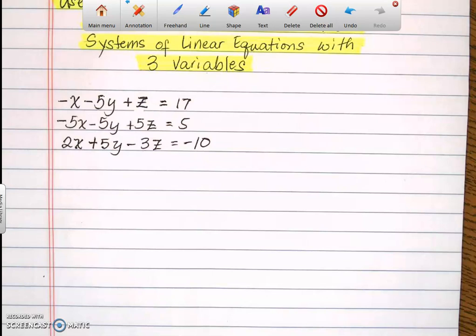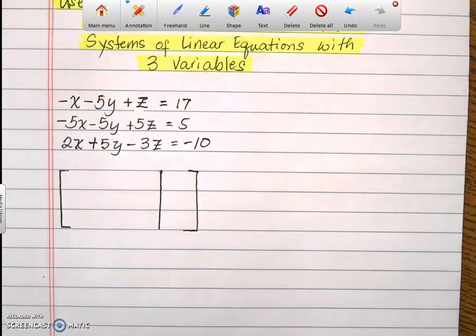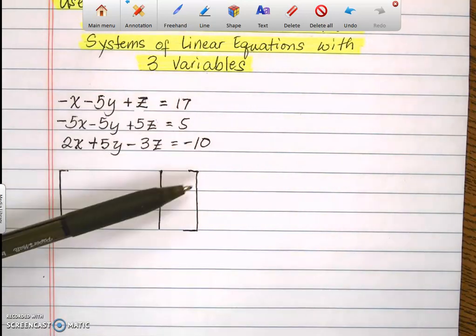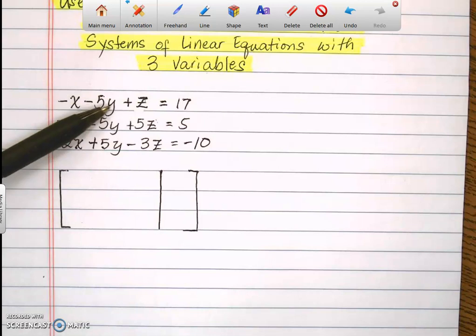Negative x minus 5y plus z equals 17. Negative 5x minus 5y plus 5z equals 5. 2x plus 5y minus 3z equals negative 10. Now we're going to use brackets and we are going to copy down all the variables in the brackets, and we're going to create a matrix out of this. All right, so all these answers will be here, while all the coefficients of this will be copied down here.